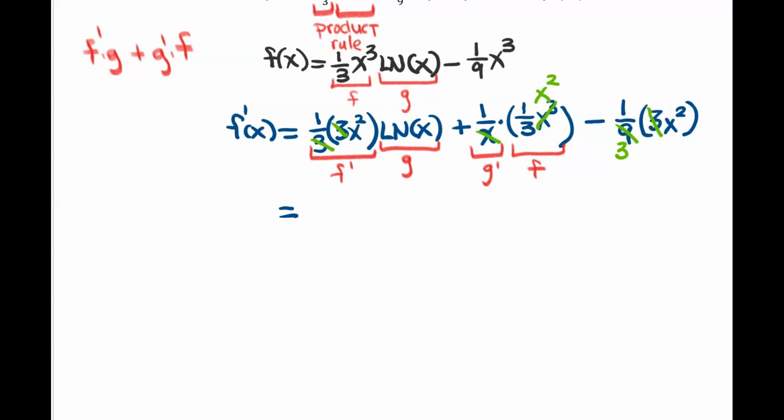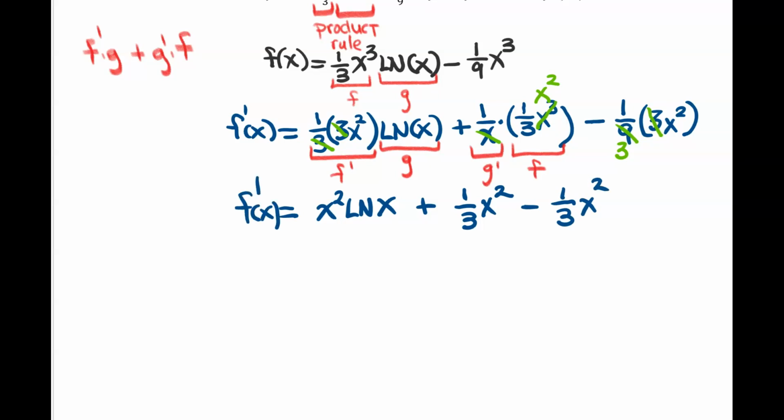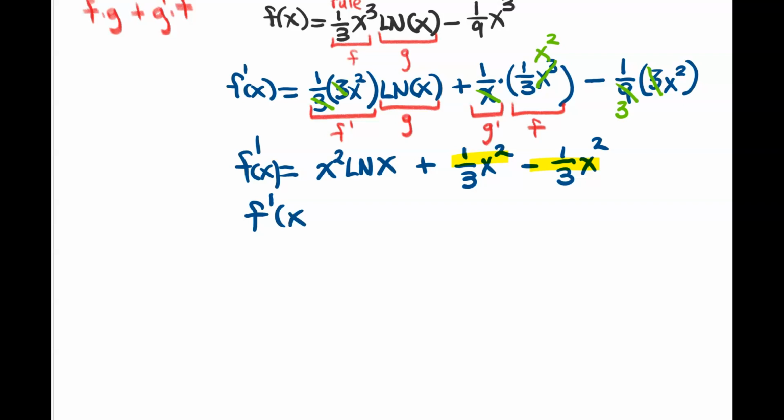So what I'm left with would be x squared times log of x plus, I've canceled here, so I've got a 1/3 x squared minus, here I have a 1/3 x squared. Well, now that's going to be convenient. So we have these opposite terms, 1/3 x squared and minus 1/3 x squared, so those are just going to cancel out. It's not always going to happen, but in this case, that was very nice. All right, so my derivative is x squared times the natural log of x.